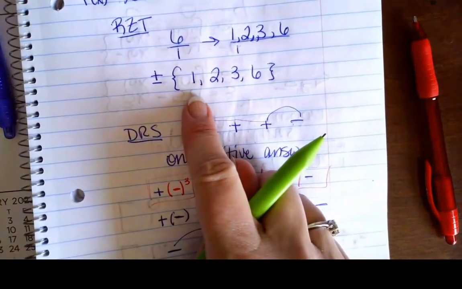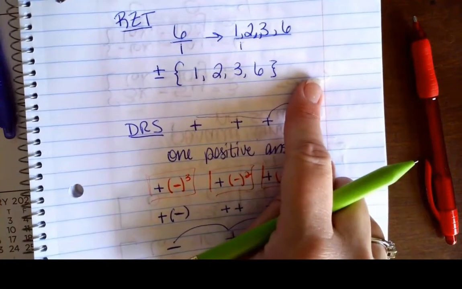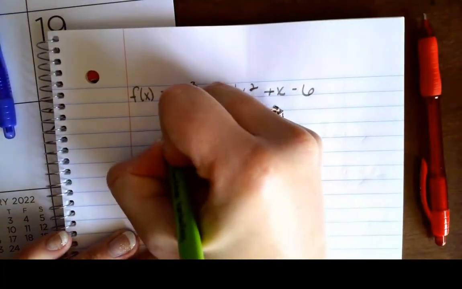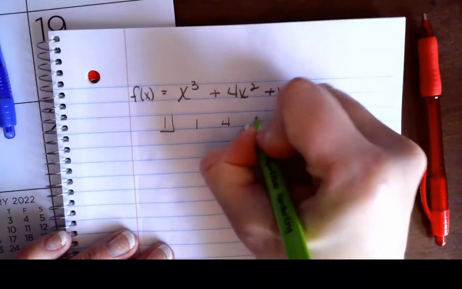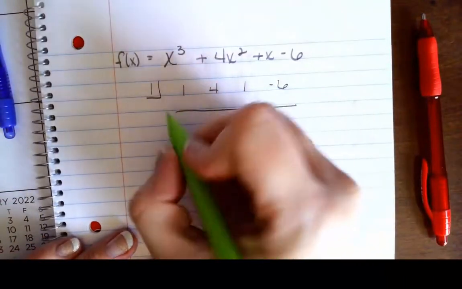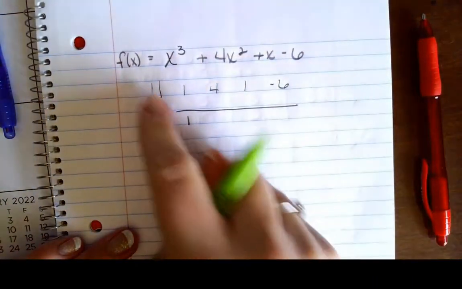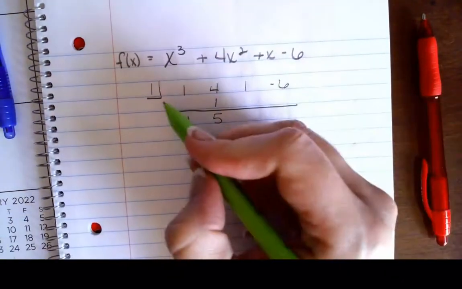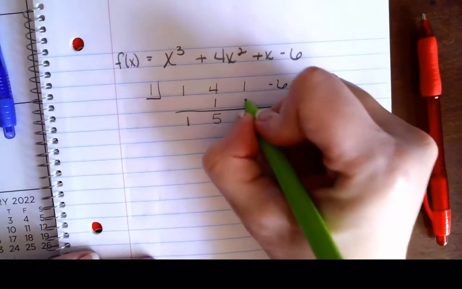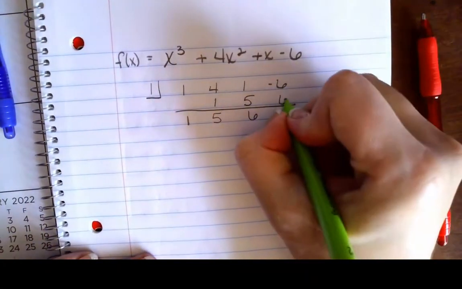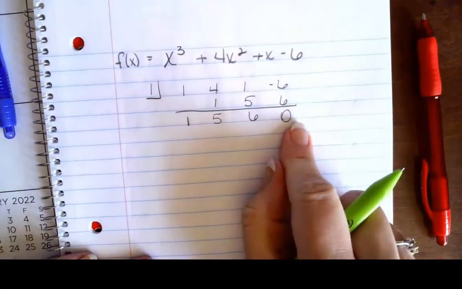And I'm just going to start diving in. I always start with 1 and move out. Okay, so let's start with 1. Let's see if 1 works. And I'm going to use synthetic division to see if 1 works. So drop your first term and then multiply. So 1 times 1 is 1. That gives me a 5. Okay. 1 times 5 is 5. That gives me a 6. 1 times 6 is 6. That gives me a 0.